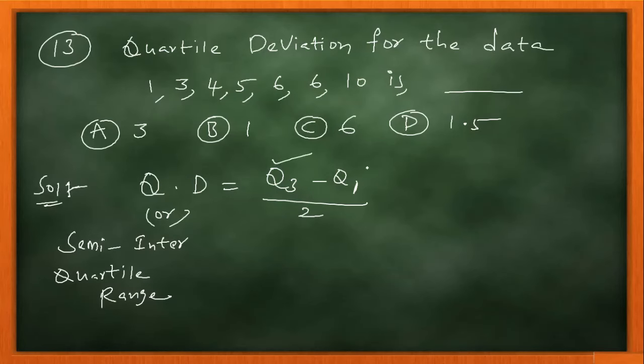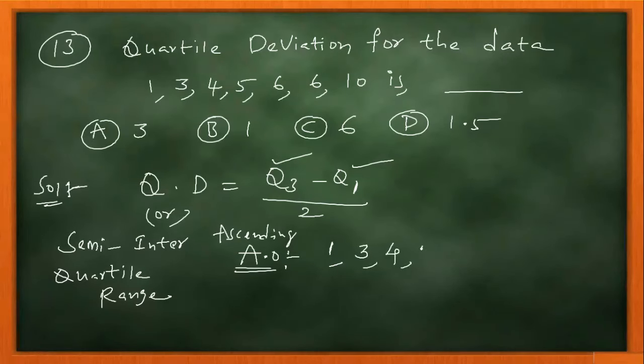Now what you have to find? You have to find Q3 and Q1. See how to calculate Q3 and Q1. First of all, you must arrange the given observations in ascending order. So if you arrange the observations in ascending order, we write 1, after that 3, after that 4, 5, 6, again 6 and 10. This is your ascending order. First observation, second, third, fourth, fifth, sixth, seventh. Seven observations are there. Now we are going to calculate Q1.